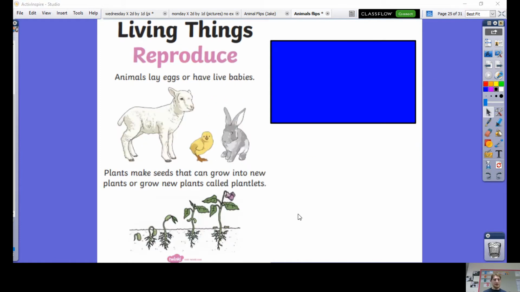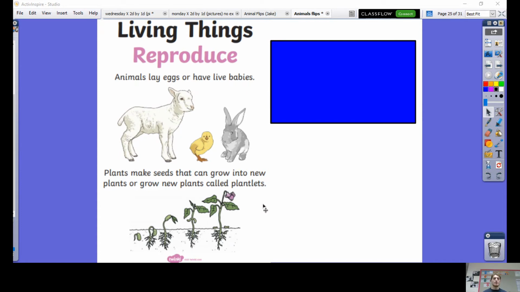Right, next one then. Living things reproduce. Okay, so animals, when they reproduce, they either lay eggs or have babies. So, an example of a lot of mammals, such as sheep, such as humans, and dogs, cats will have babies. They'll be born, not in an egg, they'll just be born as a baby and then they'll grow up, won't they? Okay. Some animals, like a chicken, will lay an egg and a baby will hatch out of that egg. Okay. Plants also make seeds that grow into new plants or grow new plants called plantlets.